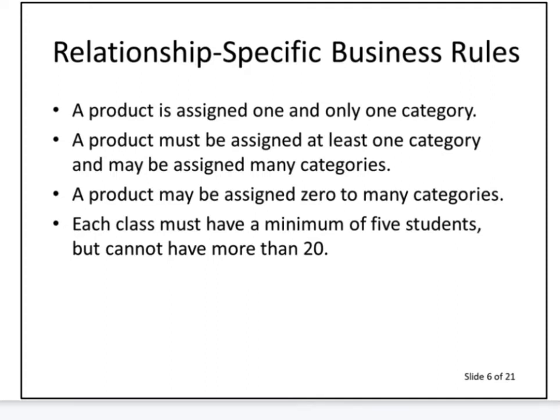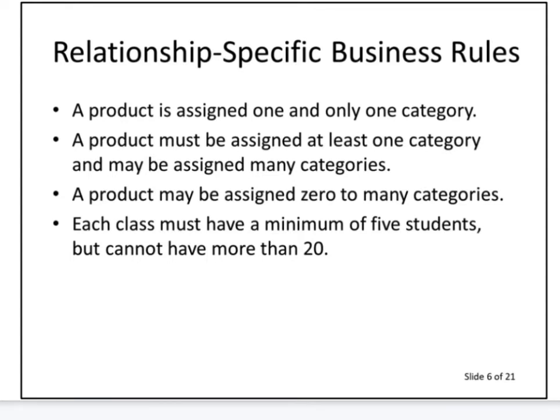Apart from field-specific business rules, the other category is relationship-specific business rules. We saw a little bit of this in one of our ERD videos we saw earlier. We have already defined the relationships between the tables, one-to-one, one-to-many, many-to-many. You have to do that before we get to this step. Now we are refining the limits of the relationships.